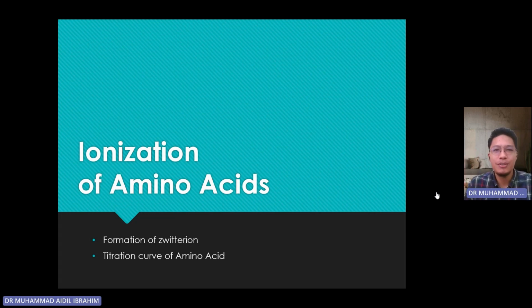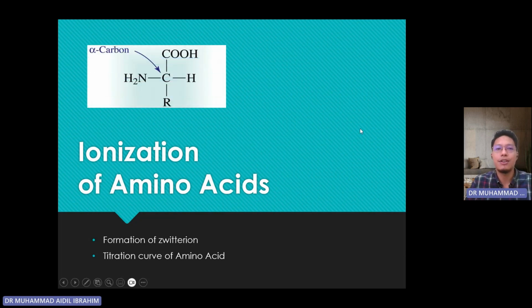So today we are going to learn about the ionization of amino acids. So you have learned so far the characteristics of amino acids, and now we are going to see how amino acids are being ionized in a certain condition. So far, we have learned that that is the structure of amino acids with the alpha carbon, the alpha carboxyl group, the alpha amino group, hydrogen, and an R group. There are 20 amino acids with different R groups.